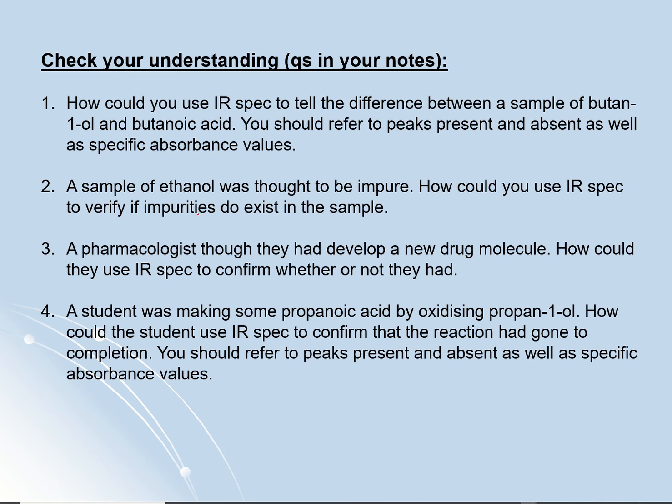Okay, so how would we do this? Tell the difference between a sample of butanol. Right, well, very simply, this will have a broad peak, and that broad peak will be at about 3.2 to 3.5. We have to quote values.